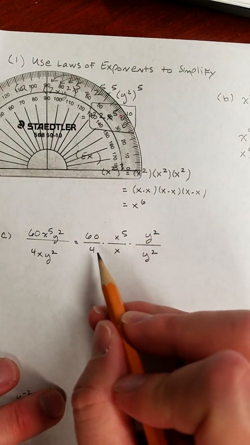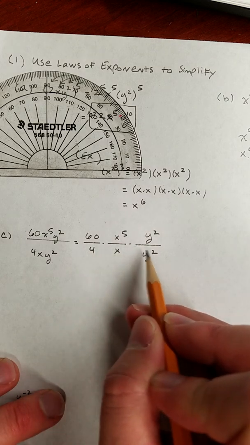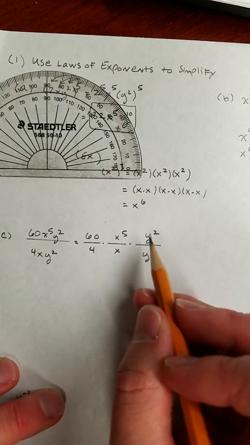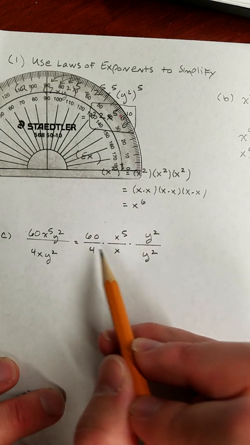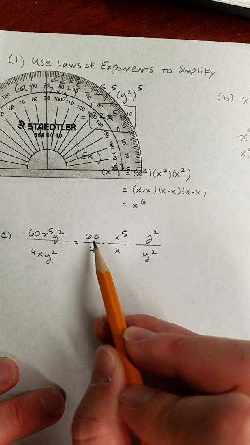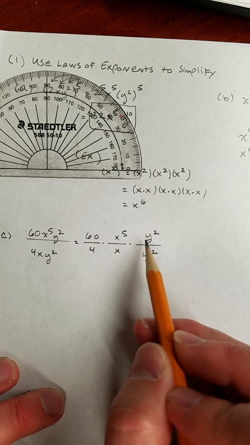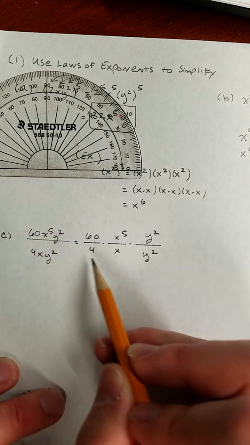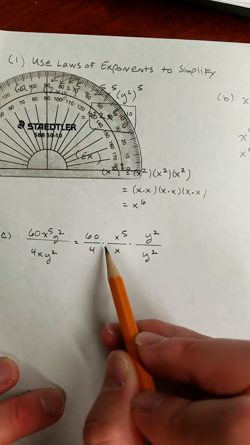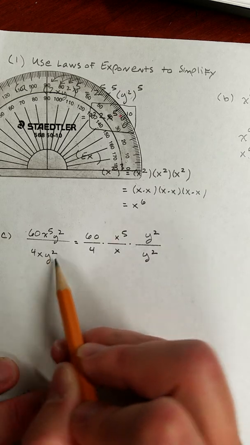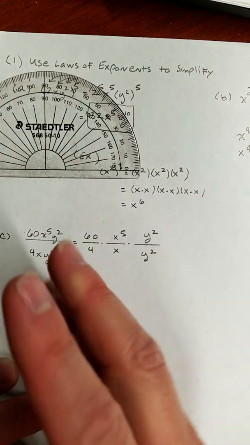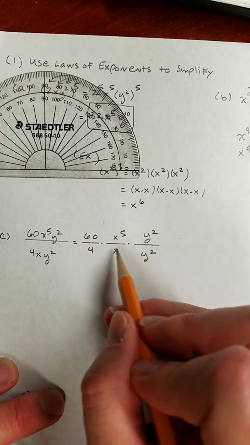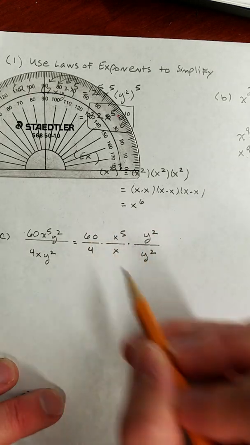Well, here I'm writing this as 1, 2, 3 fractions multiplied together. How do you multiply fractions together? Straight across. If I were to multiply these 3 fractions together, it'd be 60 times x to the 5th times y squared. That's what we got here. Divided by 4 times x times y squared. That's what I've got there. But I thought, rather than leave it together, I'll take it apart so that we don't get distracted. We can, one part at a time, figure out what we're supposed to get.